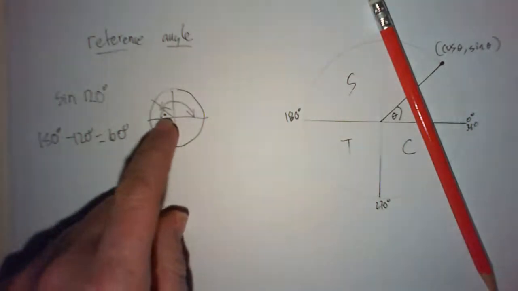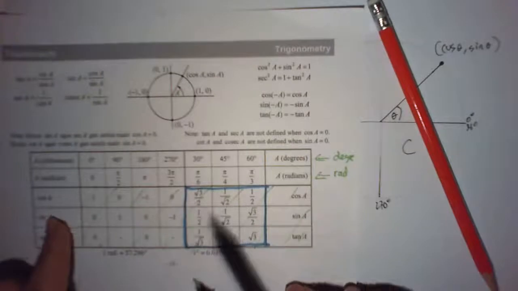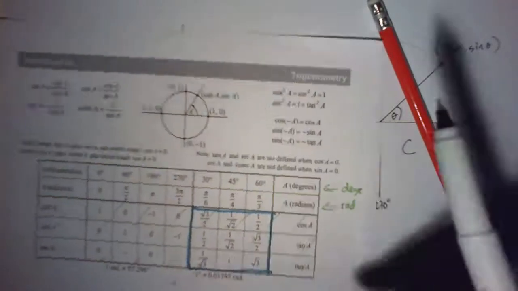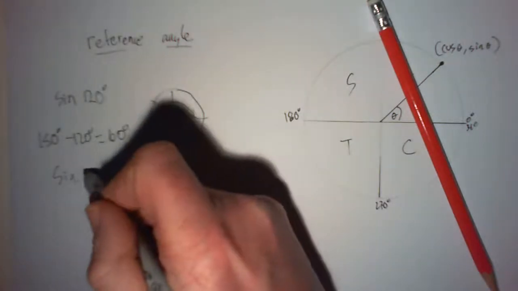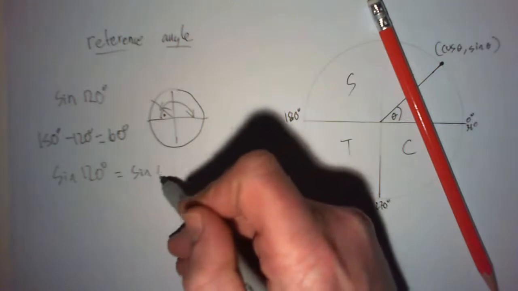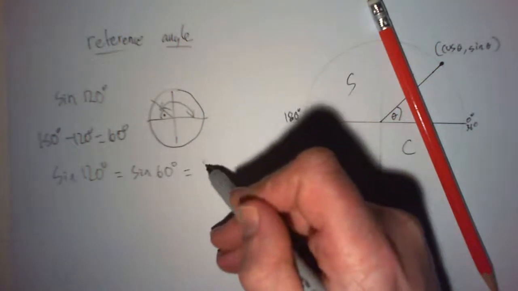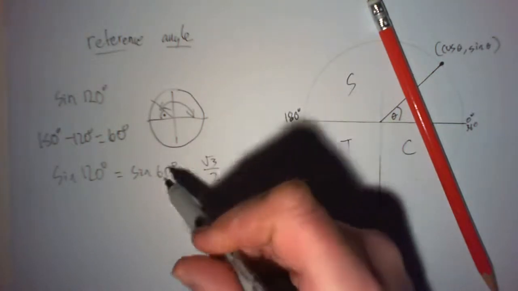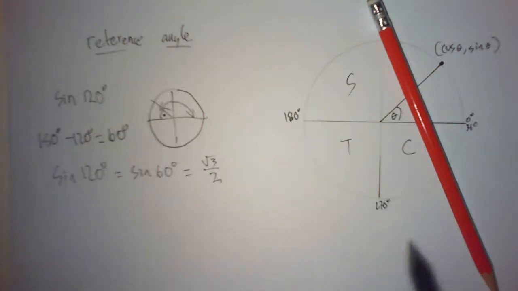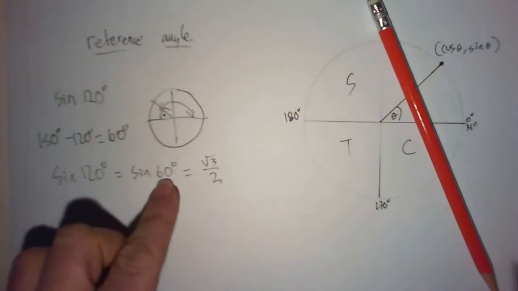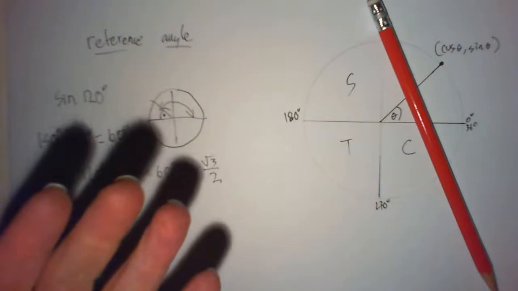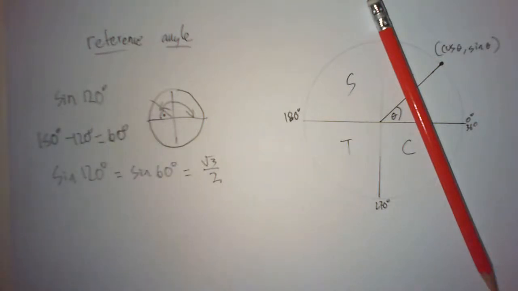And it's the 60 degrees that we look up. The sine of 60 degrees is root 3 over 2. So the sine of 120 degrees is the same as the sine of 60 degrees, which is root 3 over 2. So 60 degrees becomes the reference angle for 120. Okay? So it's a nice little cheat, for want of a better word. So we'll try another one.